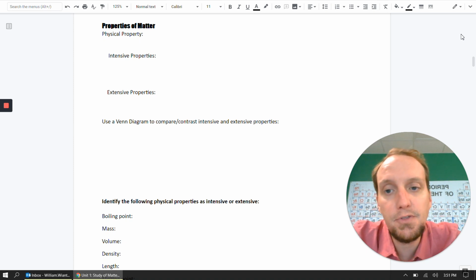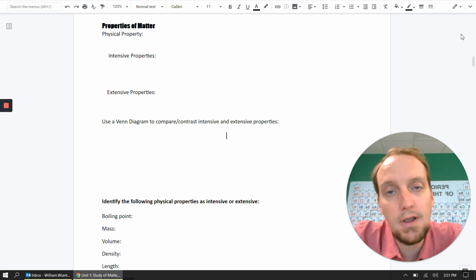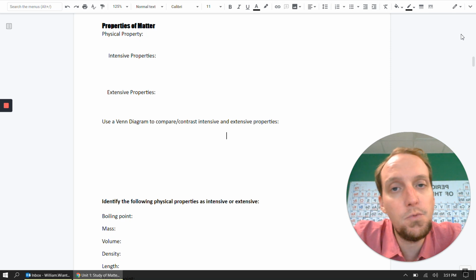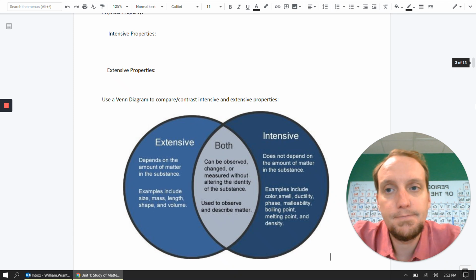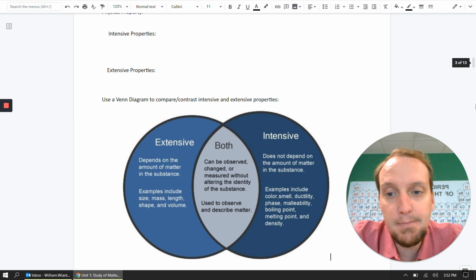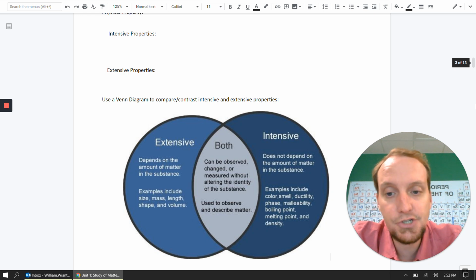At the bottom of this part right here, it wants you to create a Venn diagram. I thought it'd just be easier to find one and insert it. So here you go. Voila, that was easy. So on the left side we have our extensive. Again, it depends on the amount of the substance, like it says on the left side of your screen. Examples include size, mass, length, shape, volume.